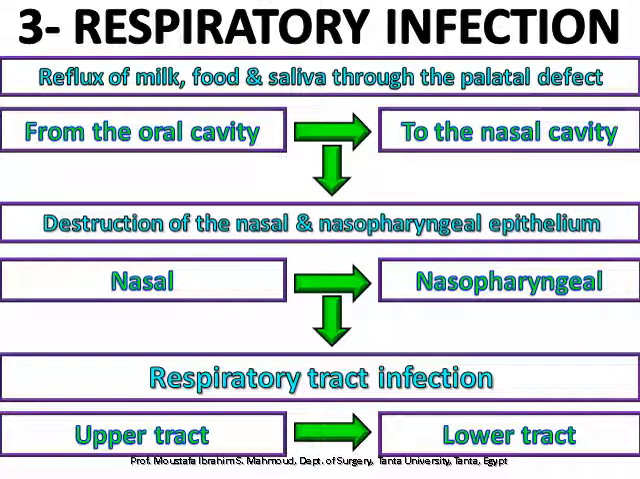Respiratory infection. Reflux of milk, food and saliva through the palatal defect from the oral cavity to the nasal cavity will lead to destruction of the nasal and nasopharyngeal epithelium, and from the nose to the nasopharynx, and that will lead to respiratory infection, upper respiratory infection followed by lower respiratory infection.